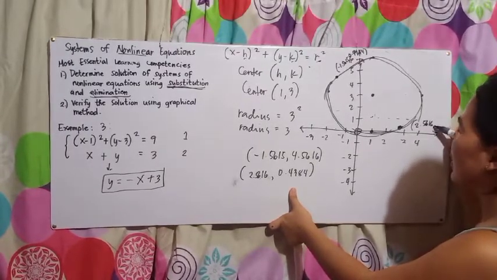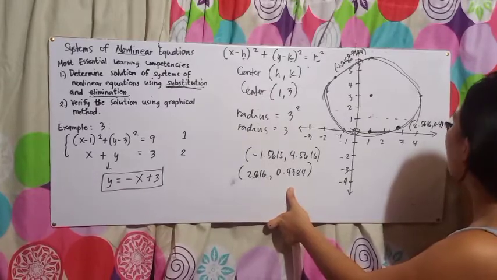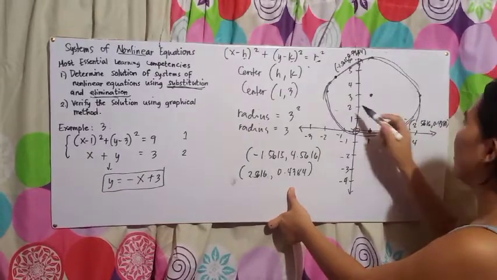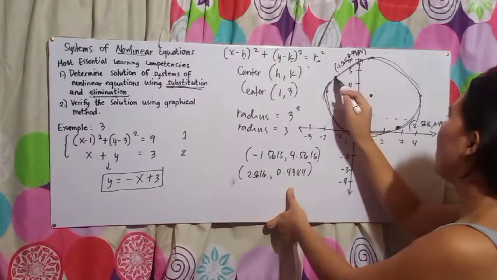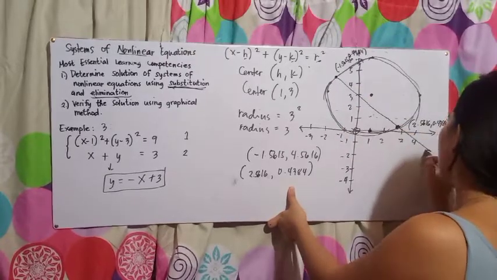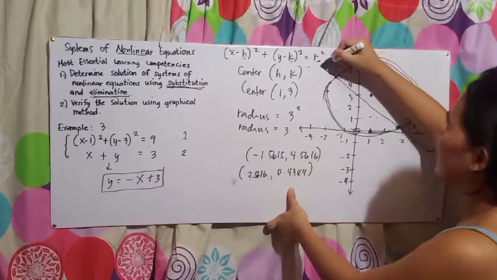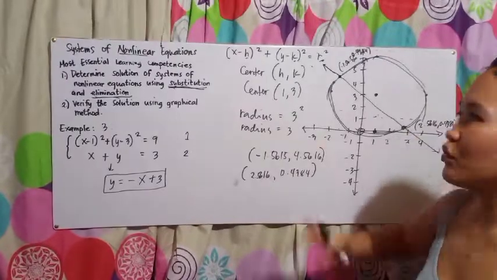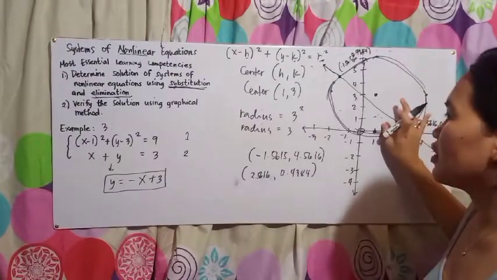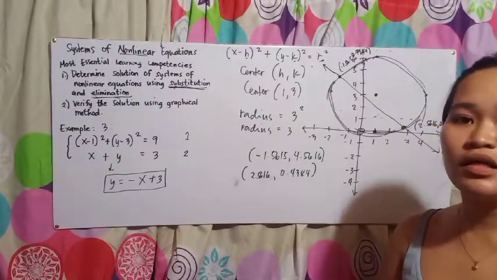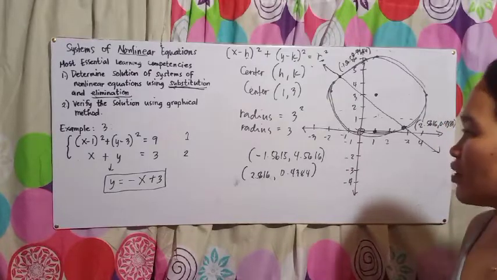So, 2.5616 and 0.4384. So, pag i-connect, mao na ni ang graph. Mao ni ang graph sa circle, ug mao ni ang graph sa linear na equation.